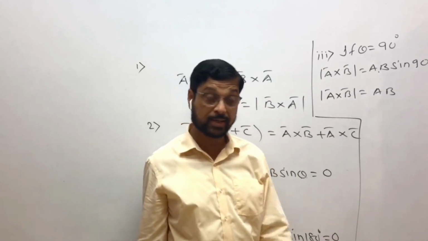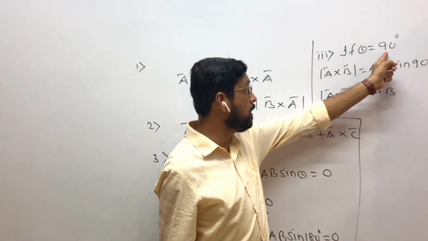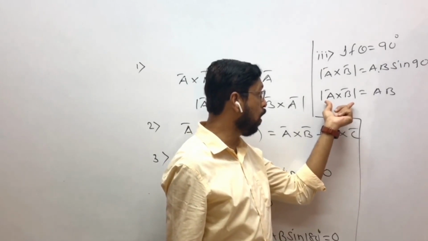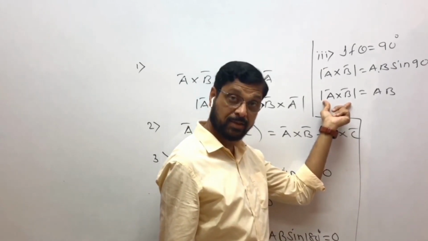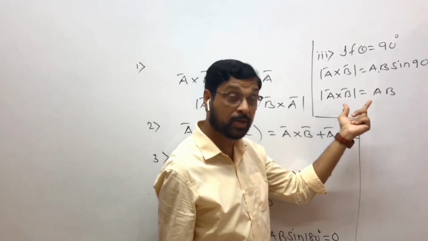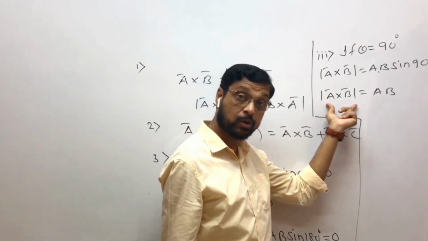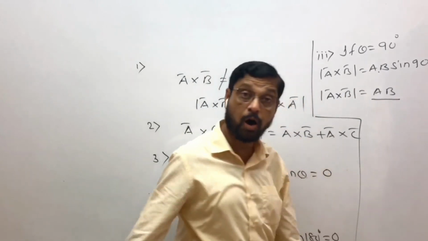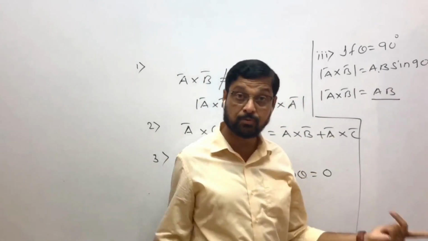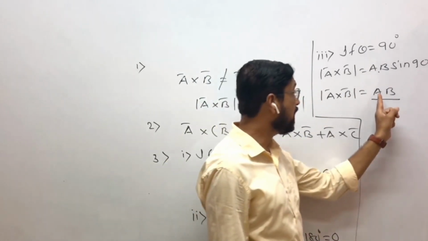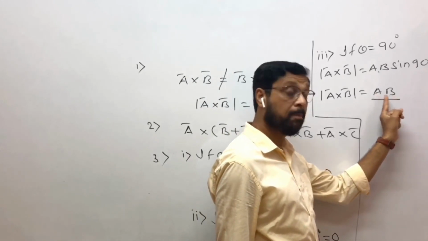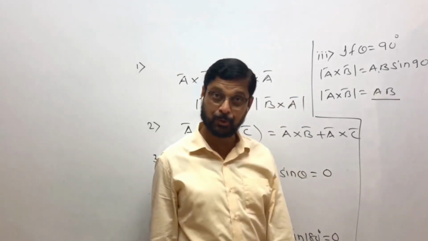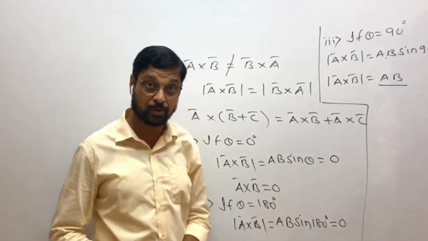If two vectors are perpendicular to each other, then magnitude of their cross product, mod A cross B means what? Magnitude of their cross product is equal to product of A into B, means what it is? Product of kya? Their magnitudes. The product of their magnitudes. So these are the three characteristics of vector product.